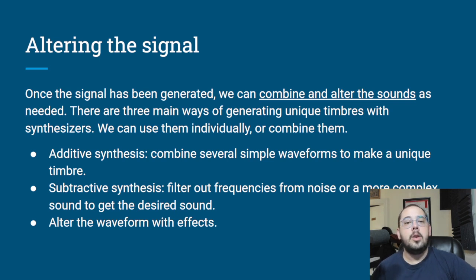The first thing we can do is combine a bunch of sounds together. By layering these different sounds, we can make a unique sound with a timbre, it's a French word, a unique tone quality, by combining these different waveforms together. The opposite is also true. We can start with just pure noise or a more complex sound and remove certain frequencies and waveforms to get a desired sound.